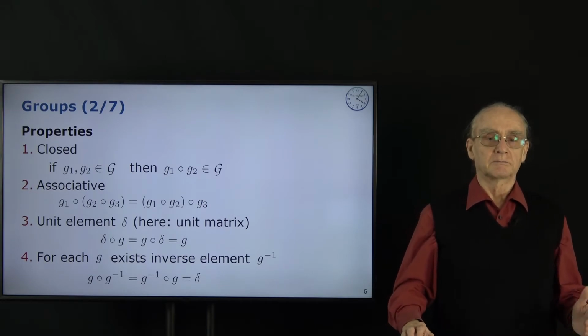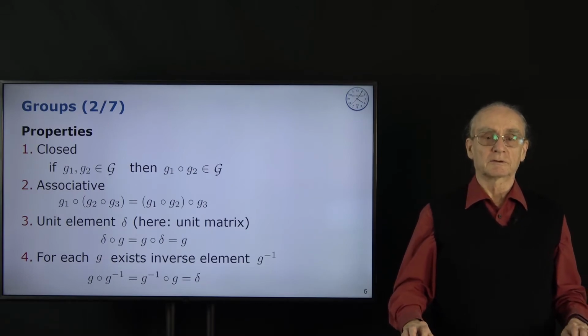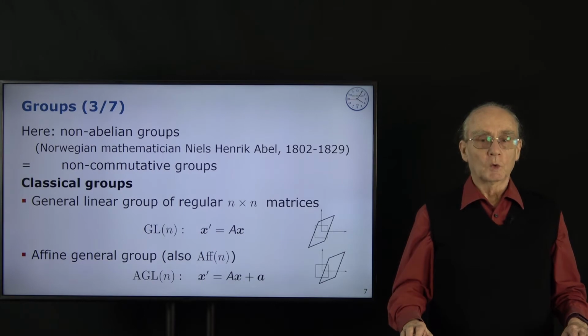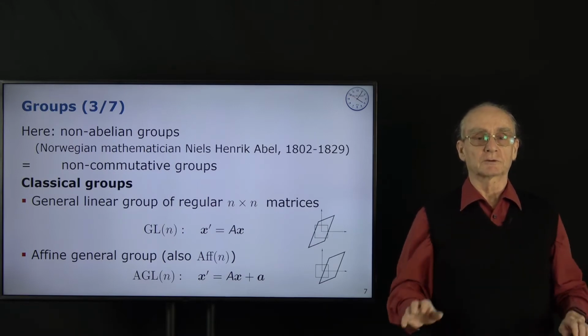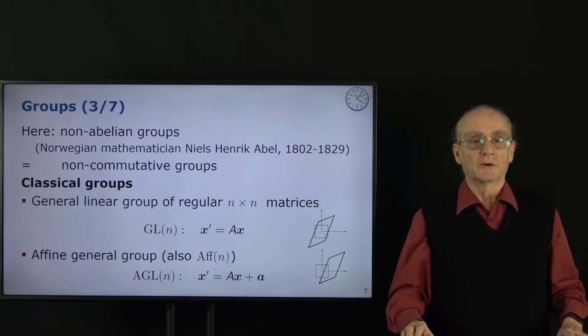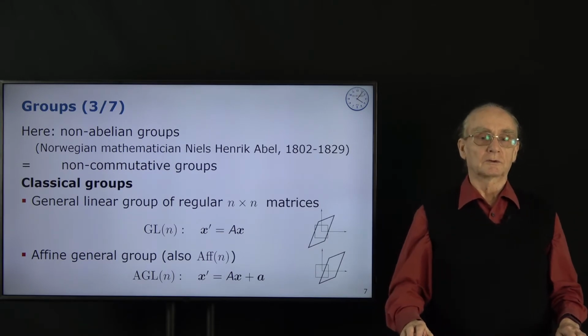They are associative. That means you can put the brackets wherever you want. There is a unit element. Of course, in matrix algebra, this is the unit matrix. And important is we have for each element an inverse one, which is the reason why we assume that these matrices are regular, so that we can use the inverse matrix. We know that matrix multiplication is not commutative. That means we cannot exchange the product of two matrices, because this in general leads to a different result. So we have here non-abelian groups. Abel was a Norwegian mathematician in the 19th century. So we have here non-commutative groups.